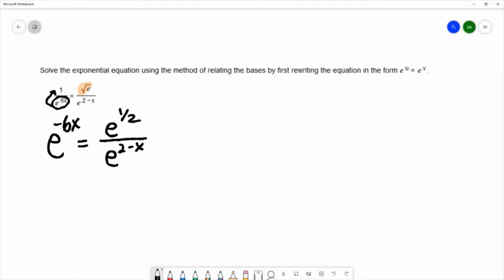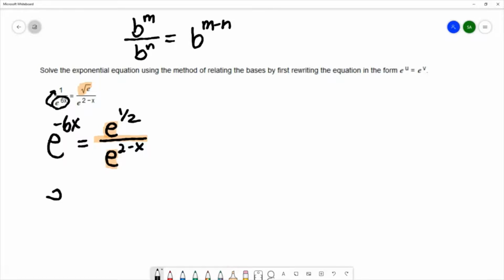On the right-hand side, we've got division with the same bases. So we're going to be able to use a property of exponents called the quotient rule. The quotient rule deals with when you have a base to a power divided by that same base to a power. The quotient rule says that we would subtract the exponents to simplify. So that's what we'll do on the right.